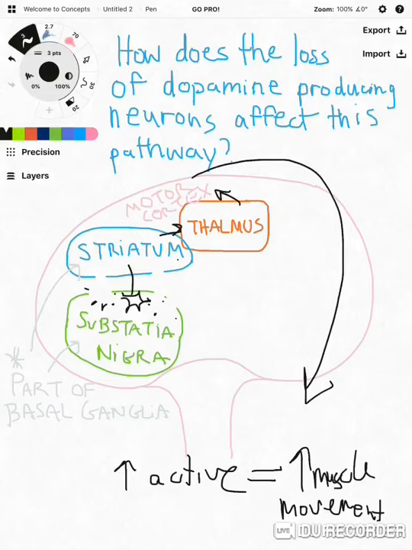And if the dopamine neurons are lost, the substantia nigra can't control the activity of the thalamus, and this results in the striatum causing an excessive reduction in the activity in the thalamus. So this is why the loss of dopamine neurons in the substantia nigra causes the slowing down and loss of movement that we see in people with Parkinson's disease.